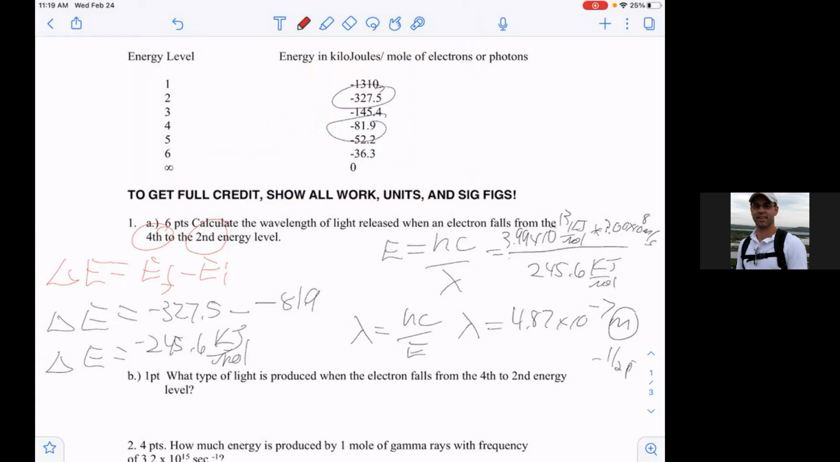So in this problem, I have 3 there, 3 there, and 4 there. So my final answer should have 3 significant figures, okay? So I didn't take off for it, Lucy, but I did write down on the sheet, oh, you had too many sig figs.